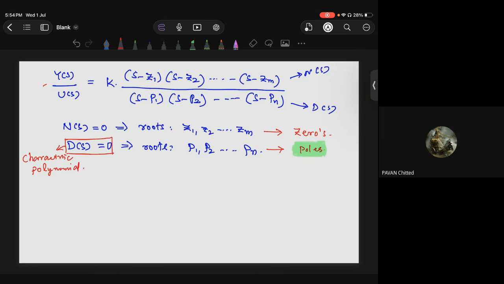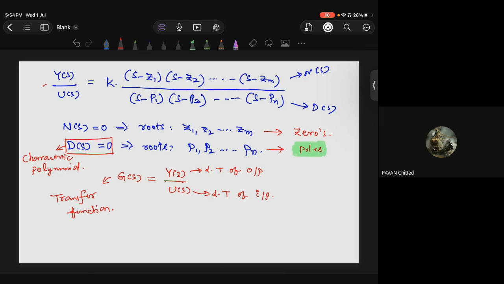So here, G(s) equal to Y(s) by U(s), where Y(s) is nothing but the Laplace transform of the output, and U(s) is the Laplace transform of the input, correct? So this is called the transfer function.